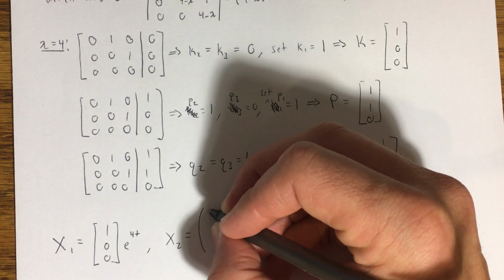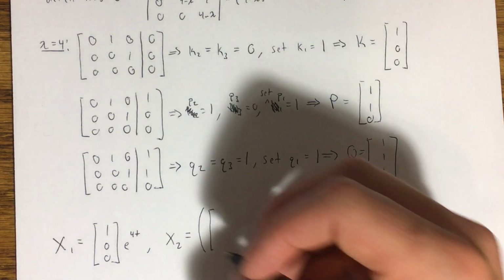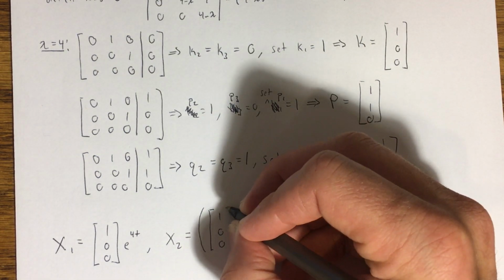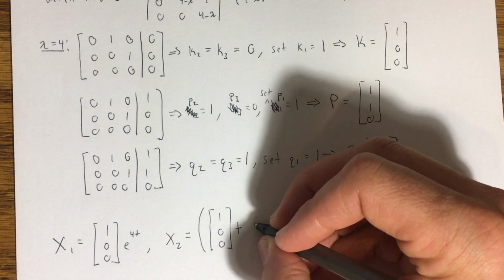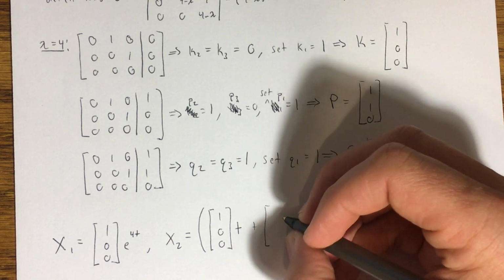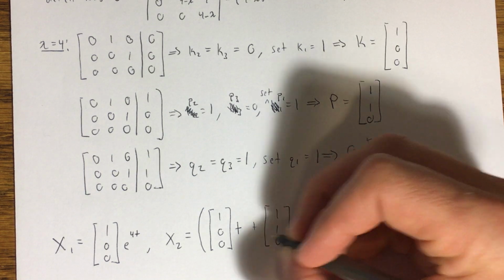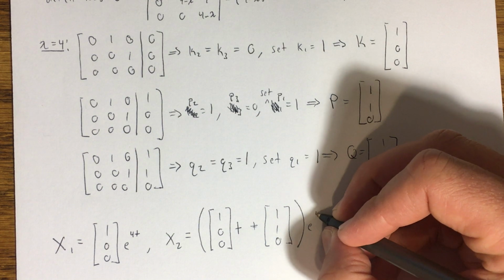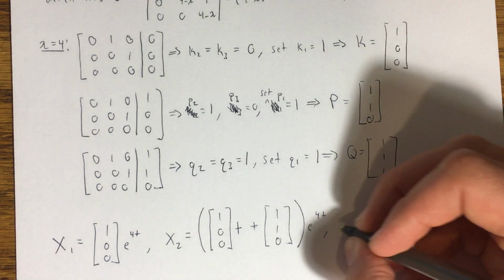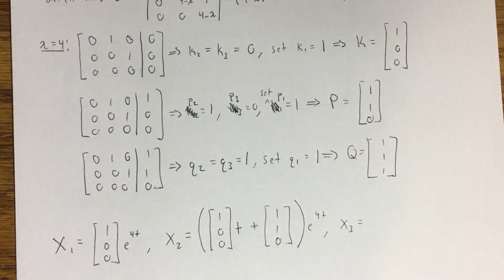Well, x2 is equal to, again, we're using this right here, k t exponential plus p exponential. K2 is going to equal 1, 0, 0, there's k, t, plus 1, 1, 0, there's p. And I'm just going to bring the exponential out just for simplicity, e to the 4t.